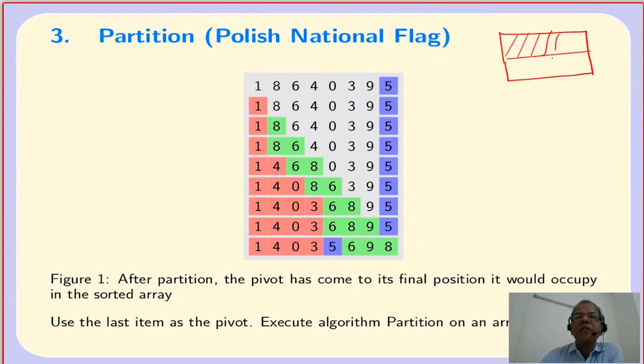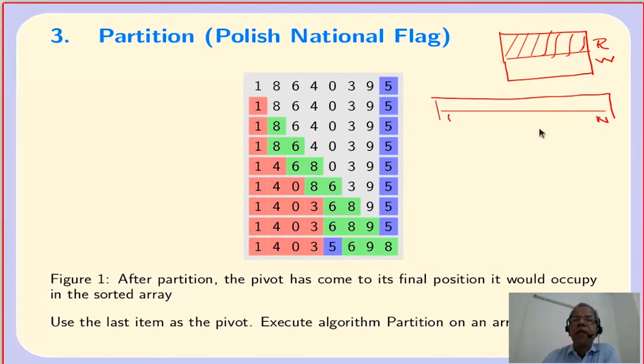I think this is the Polish national flag. Red and white. Generally, we state the algorithm as follows. You are given an array of buckets 1 to n. In each bucket, there is either a white ball or a red ball.